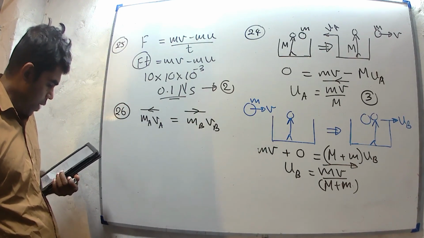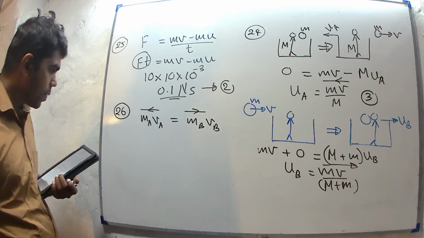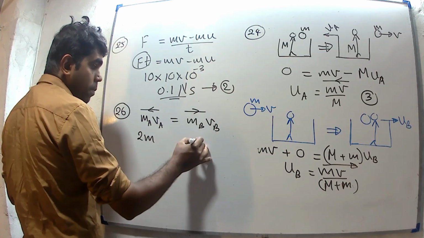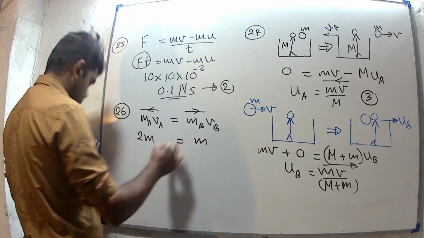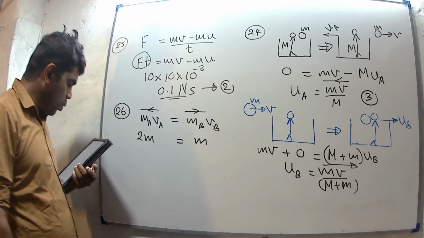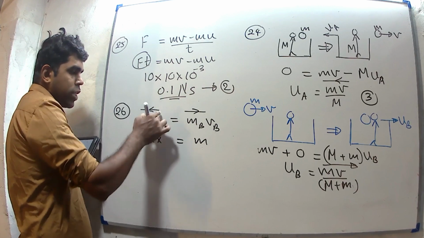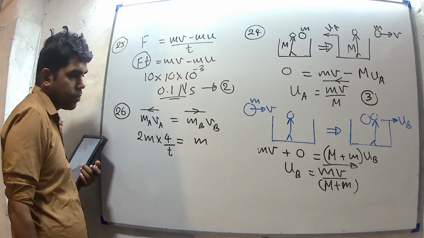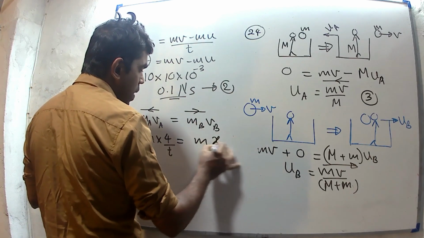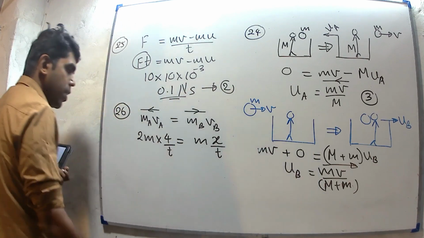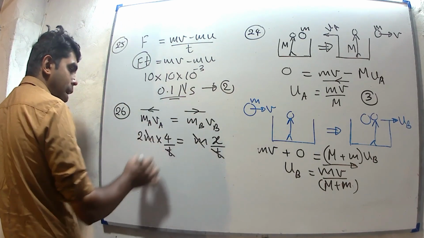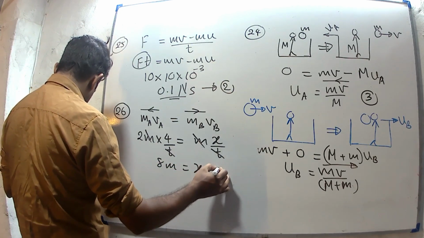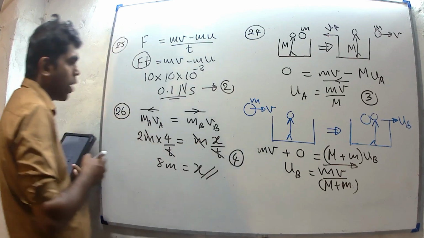Now, weight of A is twice that of B. Then we can get mass of A 2m, mass of B m. A has moved 4 meters. We know that velocity is distance divided by time. Distance 4 divided by time t. We have to find the distance moved by B. I have considered it as x. Then we can cancel out t and t, m and m. 2 into 4, 8 meters. Then answer is 4 for the question number 26.